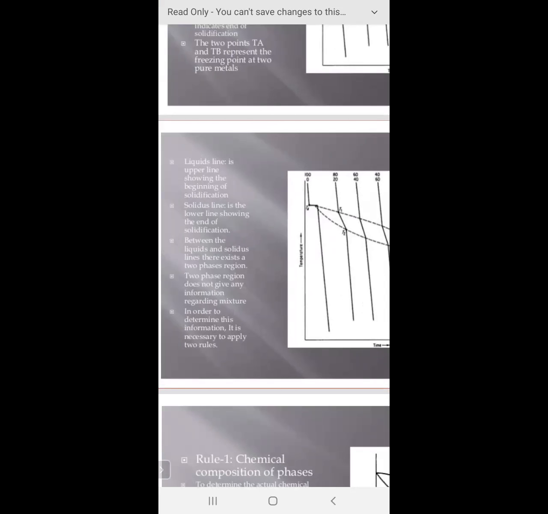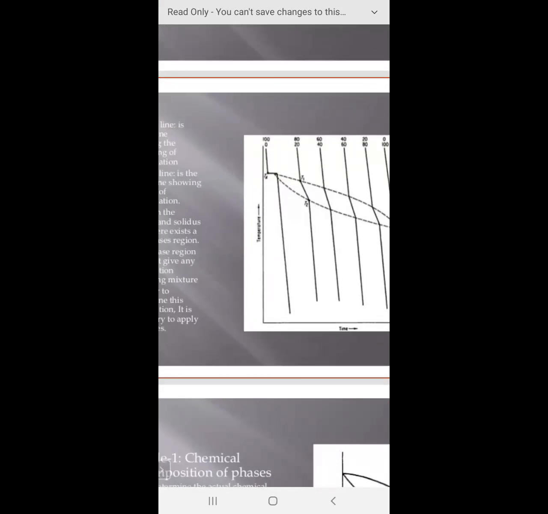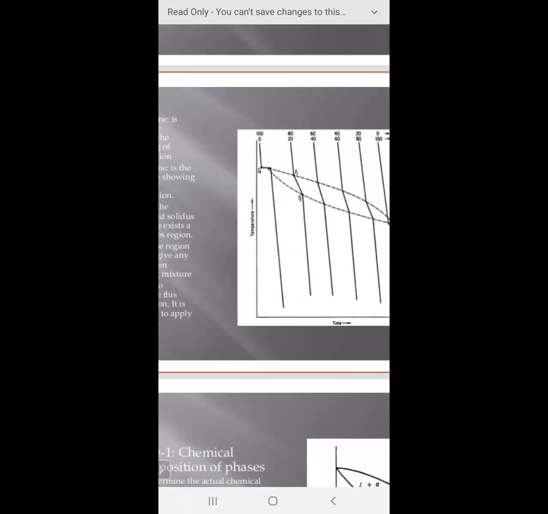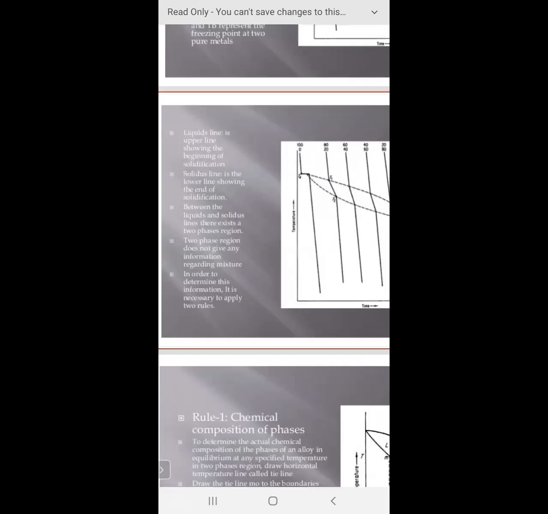That is the solidus line. The solidus line is the lower line showing the end of the solidification. Here, this lower curve is the solidus line. This is the end of the solidification. Next, between the solidus and the liquidus lines, there exists a two phase region. Here exists the two phase region, that is solid plus liquid.